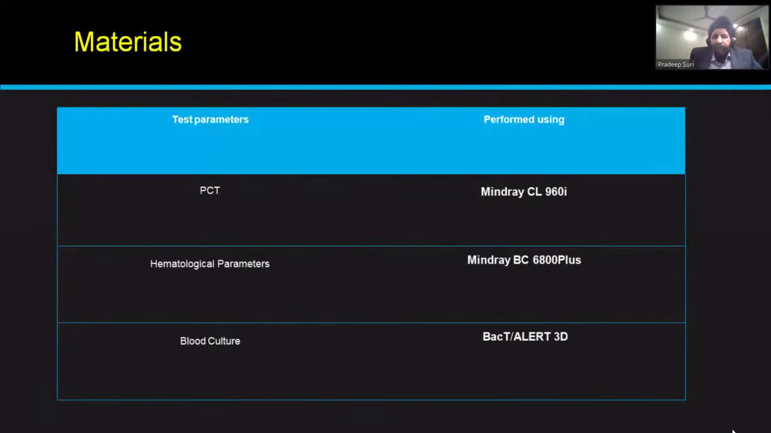So what we did was we did the serum procalcitonin for all our patients using Mindray chemiluminescent 960i analyzer. All the hematology parameters were done on the hematology analyzer BC 6800 plus. And the blood culture was done for each of the patients enrolled in the study using BacT/ALERT 3D from bioMérieux, France.